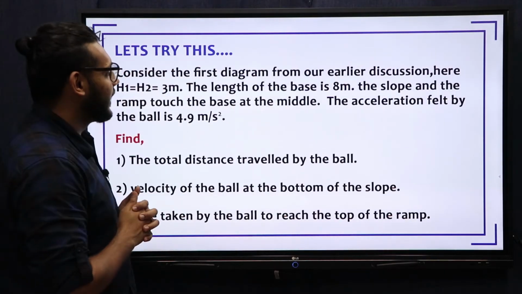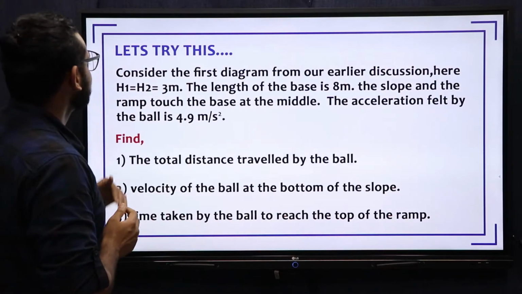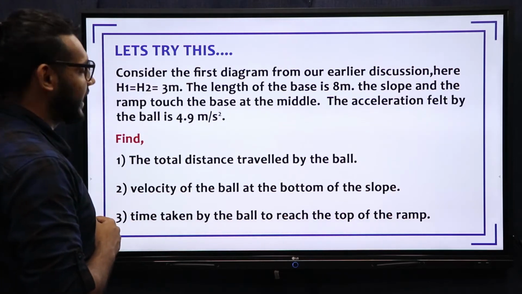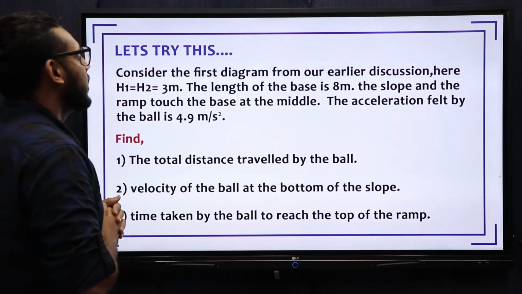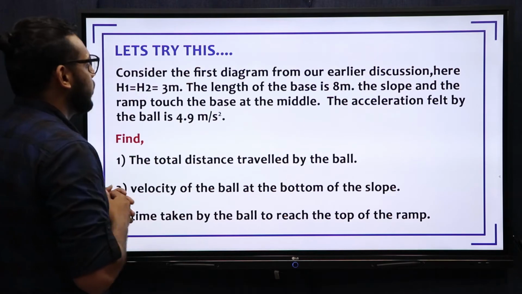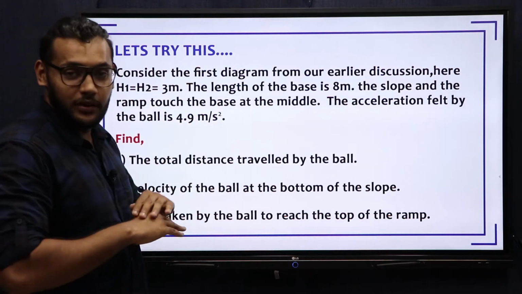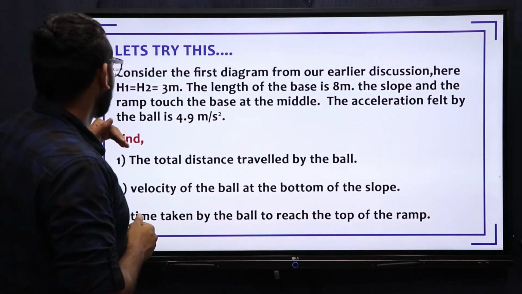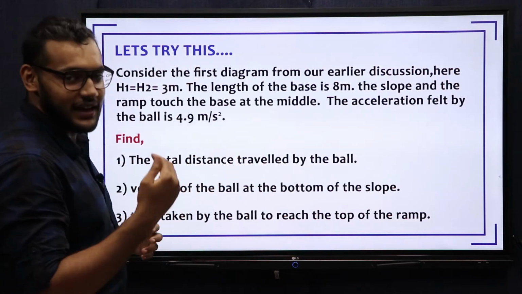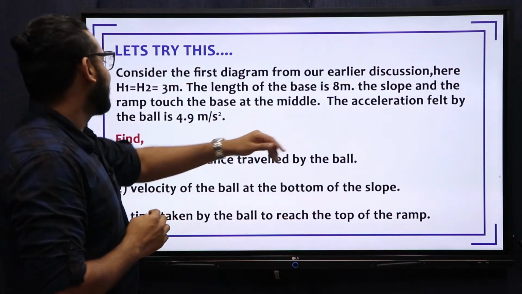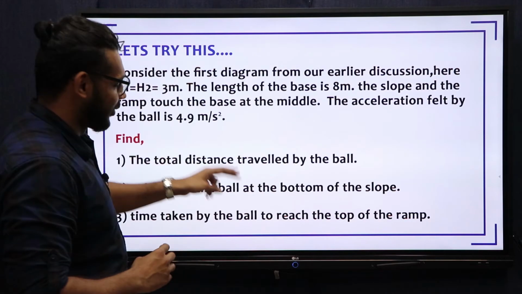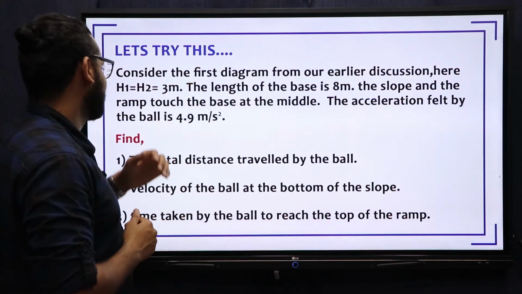let's do a question related to this as well. The question is, consider this first diagram, the diagram we saw earlier. Here, h1 and h2 are both 3 meters. The length of the base is 8 meters. The slope and the ramp touch the base exactly in the middle. Now, the acceleration felt by the ball when the ball rolls down is 4.9 meter per second square.